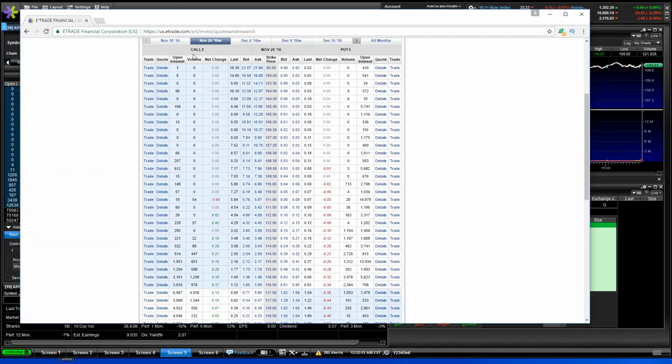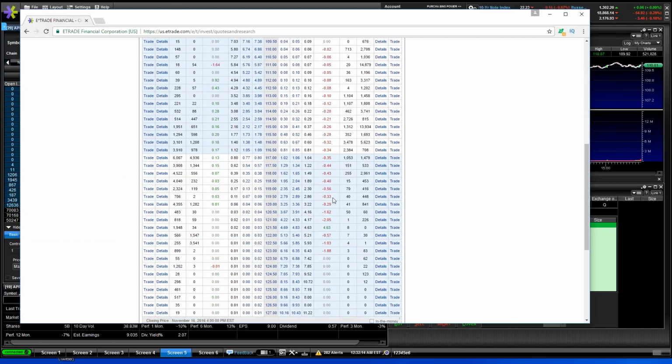Strike price, calls on the left side, puts on the right side, and the strike price is in the middle. So how you would read that: right here is a 117 strike price, and I will make a video going over what strike price is. 117 strike price, these are the calls. So if you bought this, you would be buying a call. If you bought it on this side, you'd be buying a put.